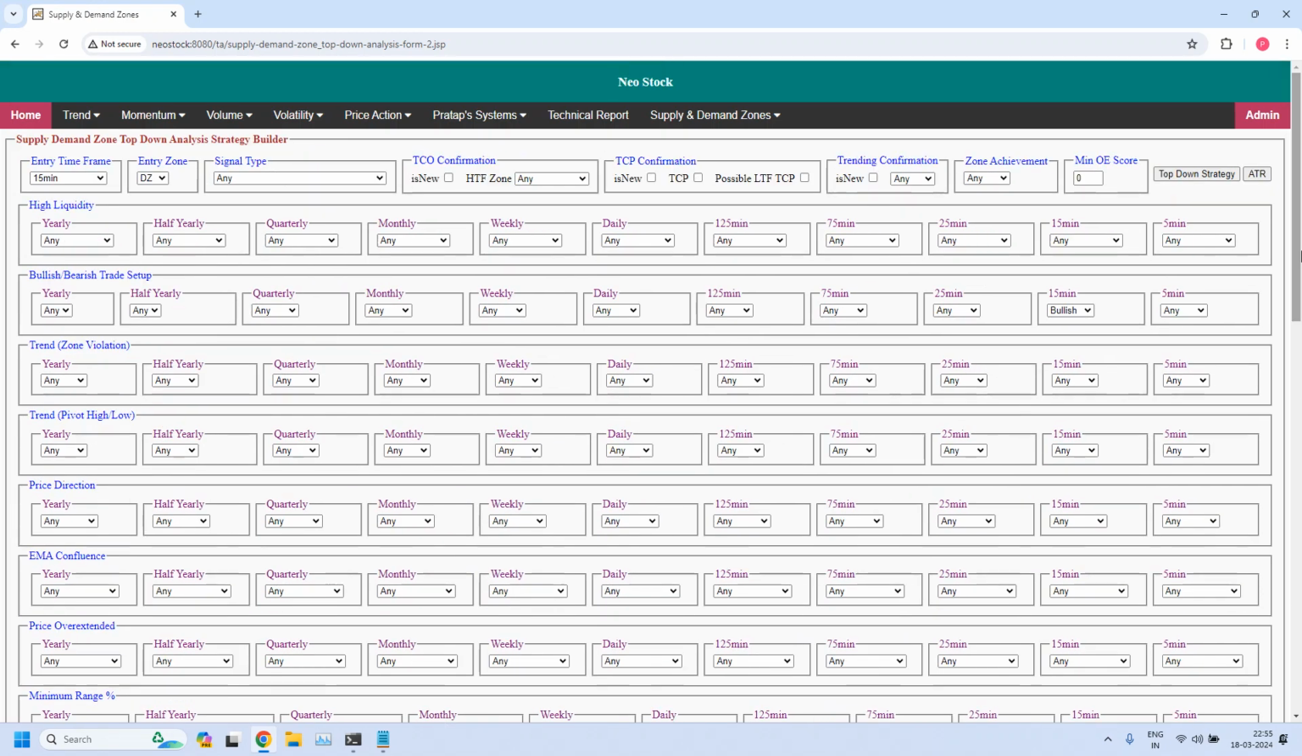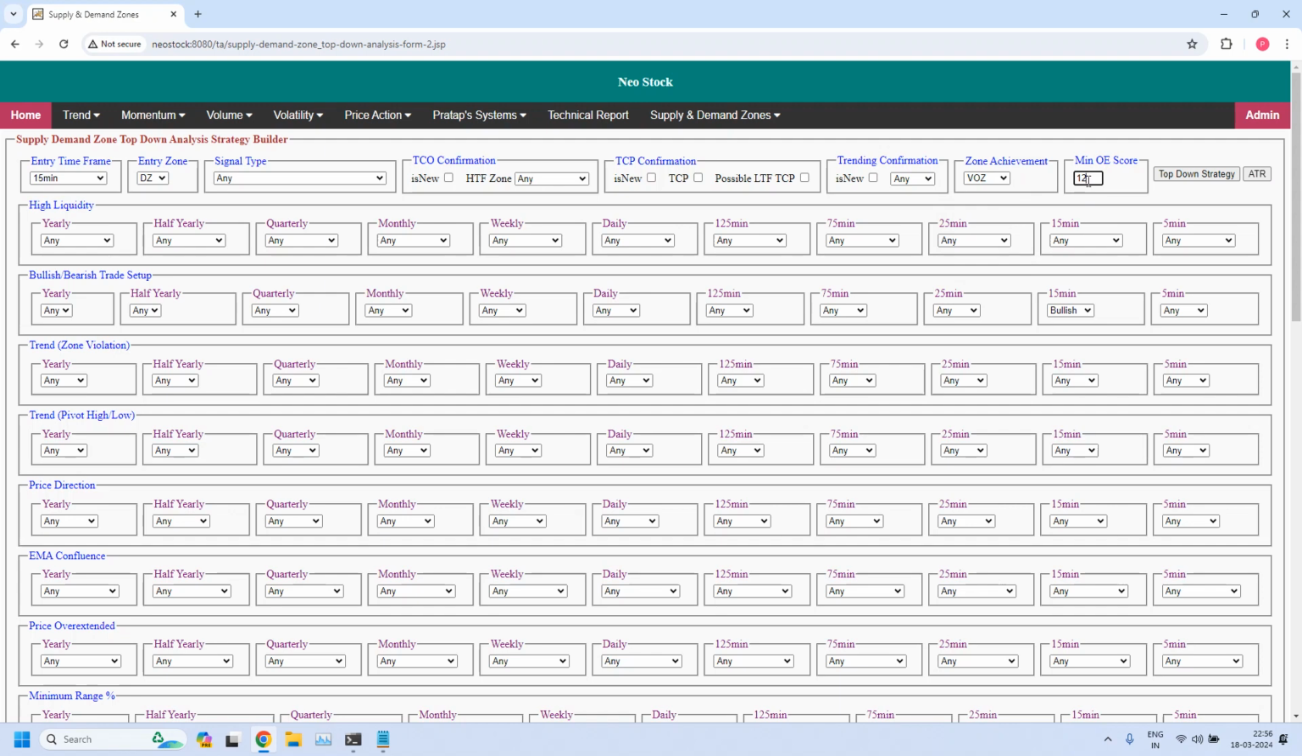And apart from that, we focus on 2 parameters. One is zone achievement should be violated opposing zone. Those zones only we will trade. At least we have a guarantee, a minimum guarantee. And the minimum odd enhancer score should be 12 for bullish or bearish trade setups.